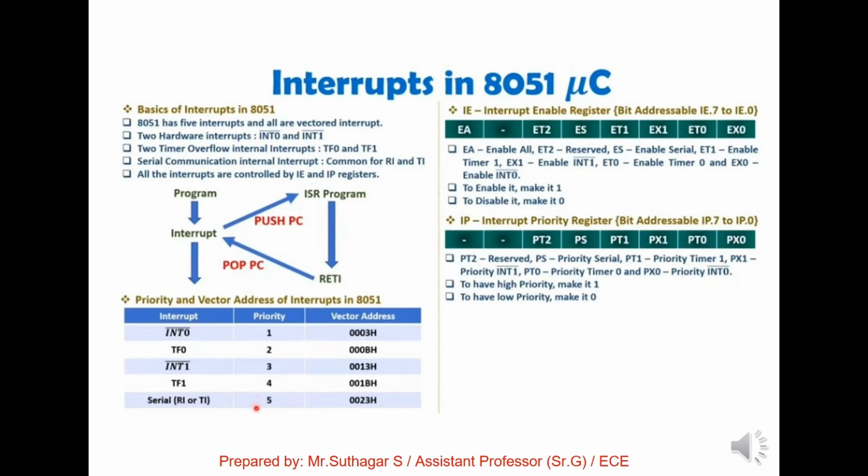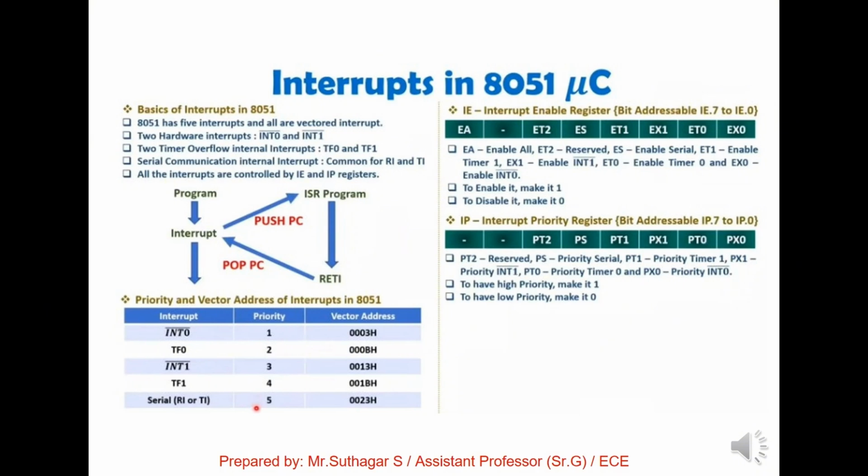And the last topic is interrupts in 8051. In 8051 we have 5 interrupts, all of them vectored interrupts. There are 2 hardware interrupts, INT0 and INT1, and 3 software interrupts: TF0 and TF1, which are timer overflow internal interrupts, and 1 serial communication internal interrupt, which may be either TI or RI. All the interrupts are controlled by 2 registers, IE and IP. It is shown over here.